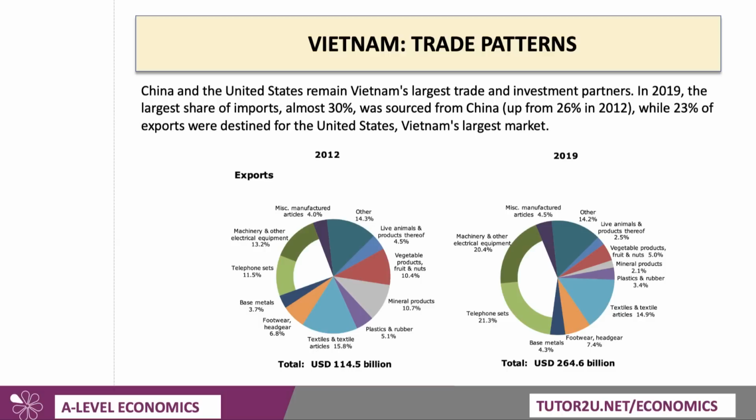Trade patterns. Vietnam is simply one of the most open economies to trade in the whole of Asia. Indeed, in the context of your studies, one of the most open economies in the world. Don't forget, trade represents over 200% of GDP. These charts provide a little bit of a summary here. China and USA are Vietnam's largest trade and investment partners. And you can see what they're exporting here.